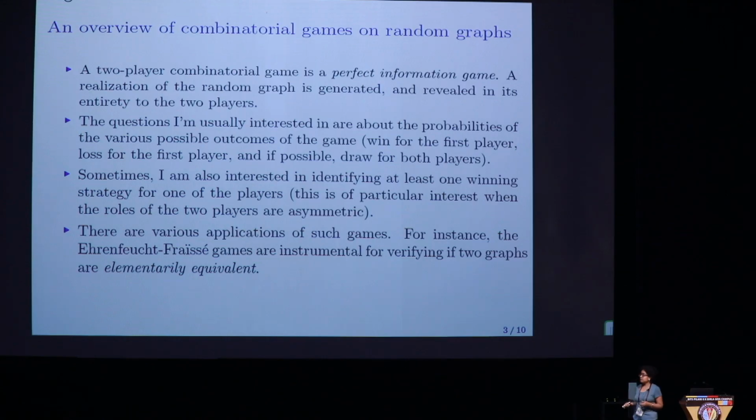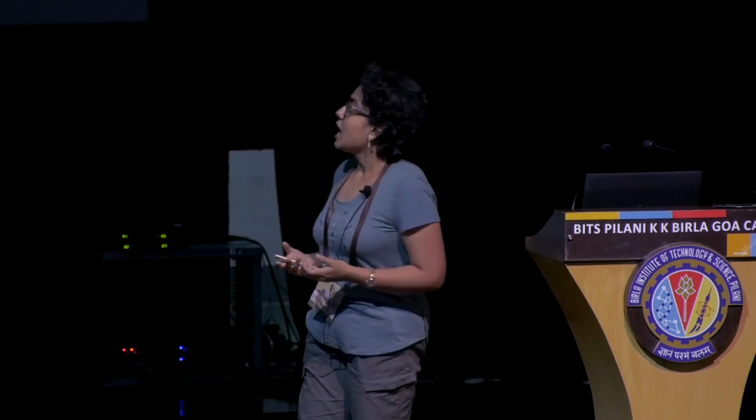The questions, as I was saying, that I'm usually interested in are basically trying to understand the probabilities of the various possible outcomes of these games. So what are the three possible outcomes usually? Usually there are three outcomes. First player winning, first player meaning the player who plays the first round, makes the first move in the game. First player losing, and in some cases there is also the possibility of a draw. Draw meaning the game will continue indefinitely forever and neither player would be able to achieve a desired outcome.